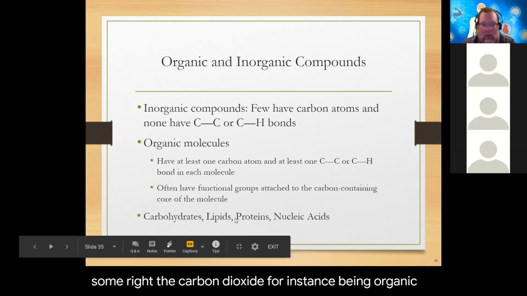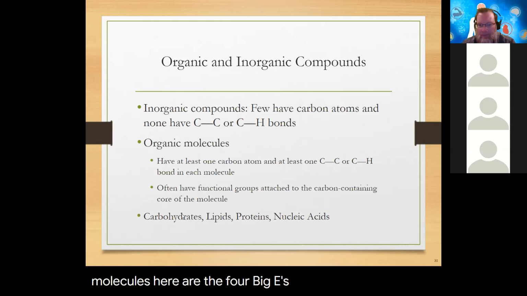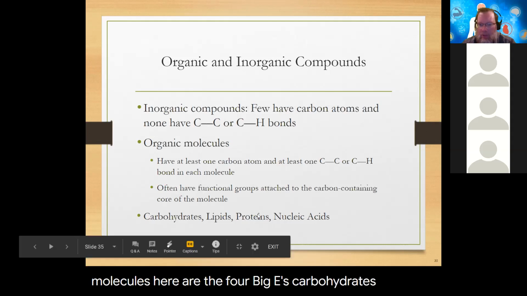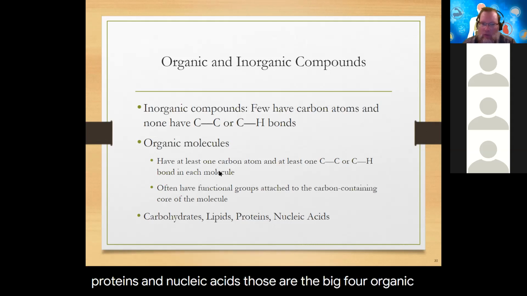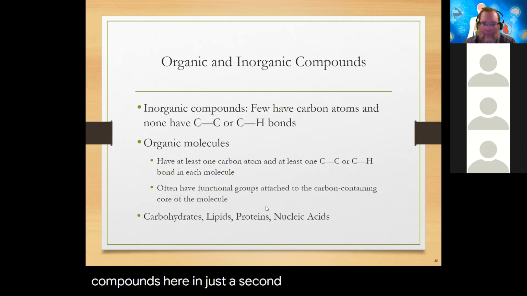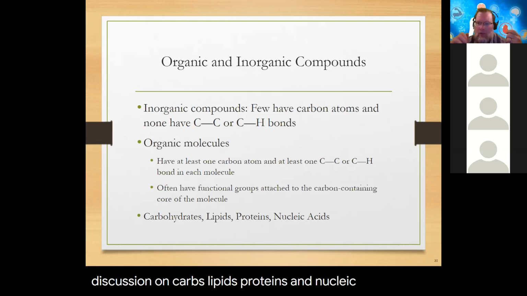Okay, organic molecules. Here are the four biggies: carbohydrates, lipids, proteins, and nucleic acids. Those are the big four organic molecules. We'll look at some inorganic compounds here in just a second. Carbs, fats, proteins, and nucleic acids. Now, in the outline, I'm not going to go through too much of it in the slides, but in the outline, I give you a couple of examples and a little bit of discussion on carbs, lipids, proteins, and nucleic acids.